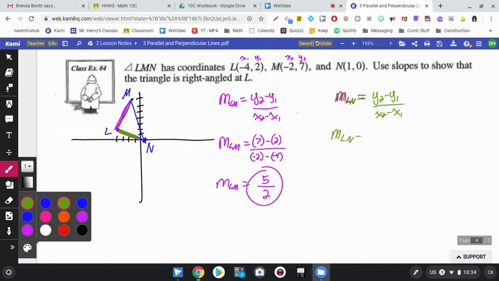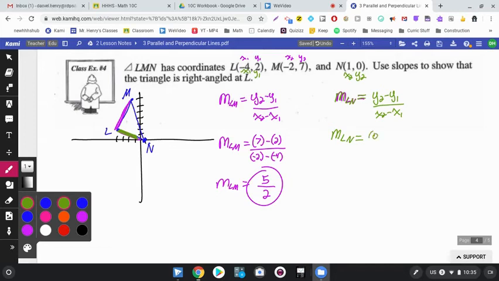So for the slope of LN, now we're referencing this line. I'm relabeling my points. L is still x1, y1, but my x2, y2 would come from the second point, that would come from N. So just make sure you're looking at the right points and referencing what you're supposed to.